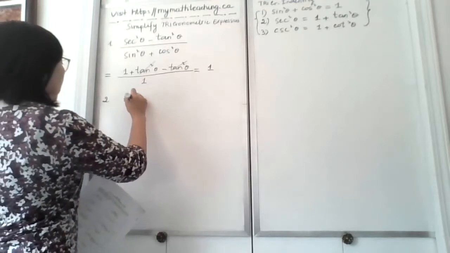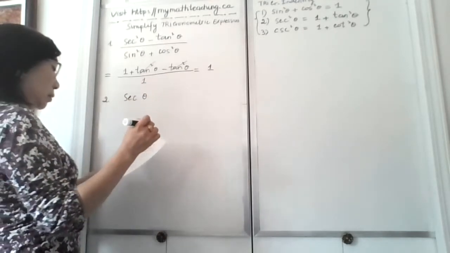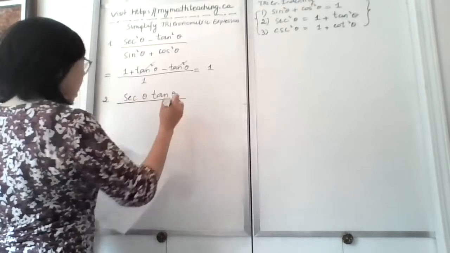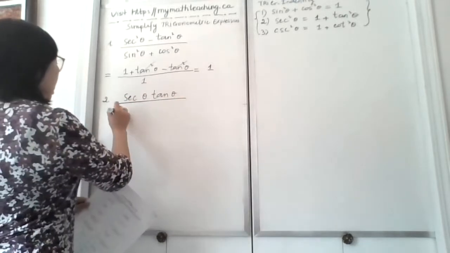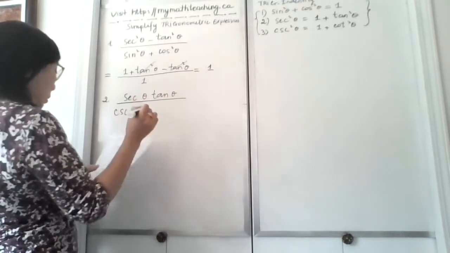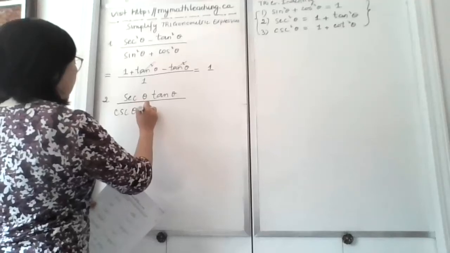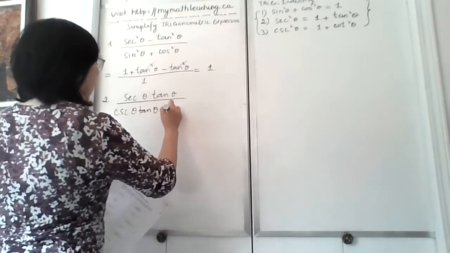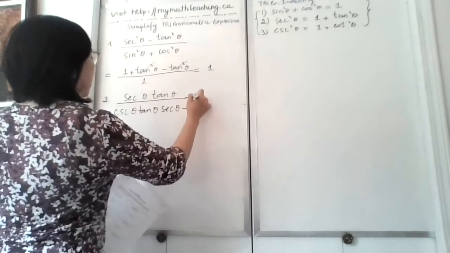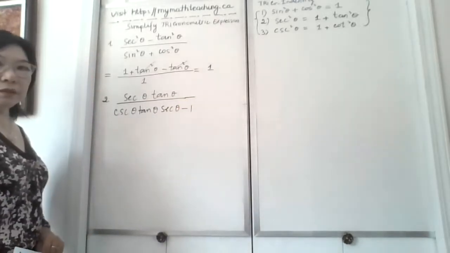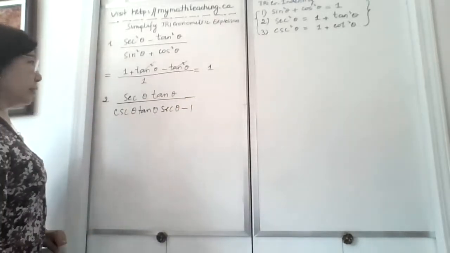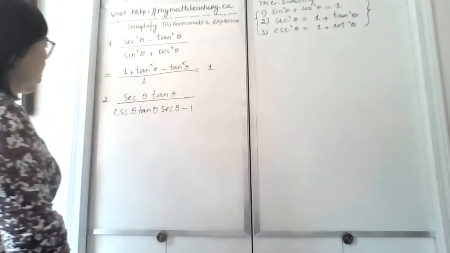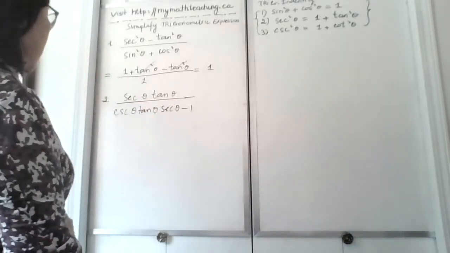Secant theta tan theta, divided by cosecant theta tan theta, over secant theta minus 1. This looks a little bit more complicated. So now let's see which approach we should take.